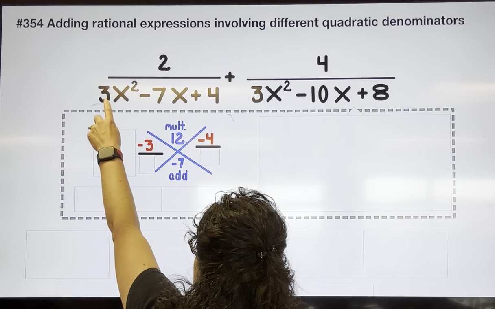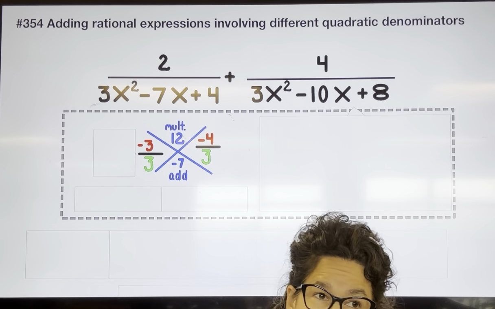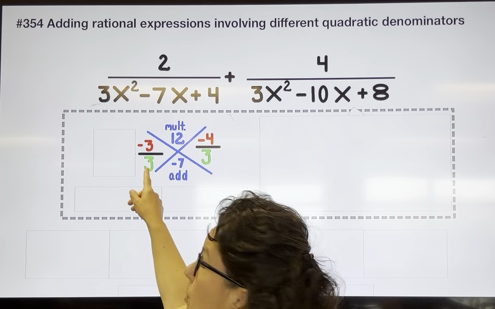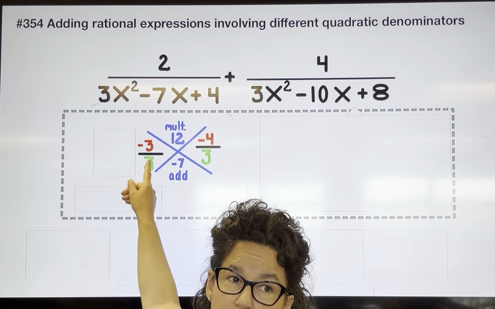Then the next thing you want to do is put these two numbers over a. A is the number in front of x squared, so I'm going to put those both over 3. Finally, simplify the fraction. -3 over 3, 3 fits into both of those, so that simplifies to be -1 over 1. This fraction is already simplified, so it's good to go.